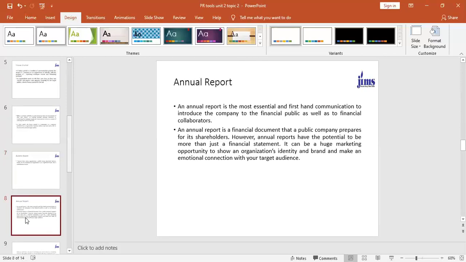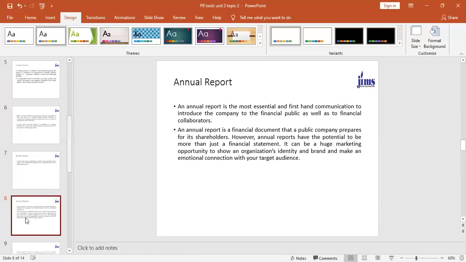An annual report is the most essential and first-hand communication to introduce the company to the financial public as well as to financial collaborators. An annual report is a financial document that a public company prepares for its shareholders. However, annual reports have the potential to be more than just a financial statement. It can be a huge marketing opportunity to show an organization's identity and brand and make an emotional connection with your target audience.